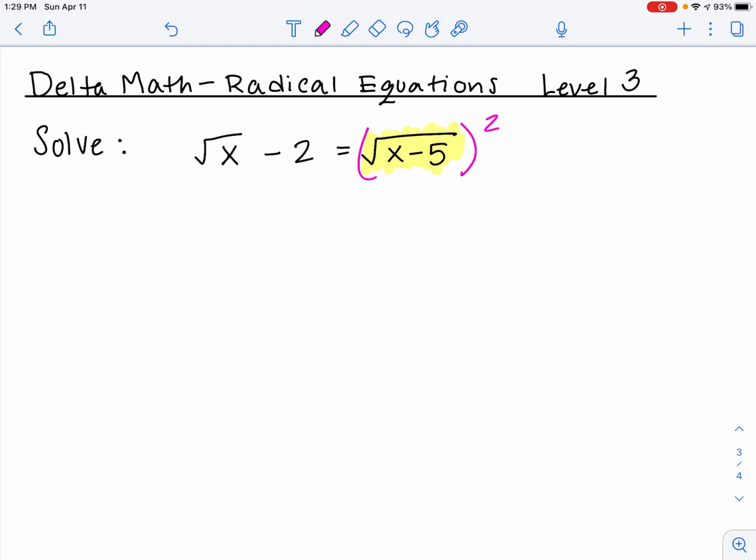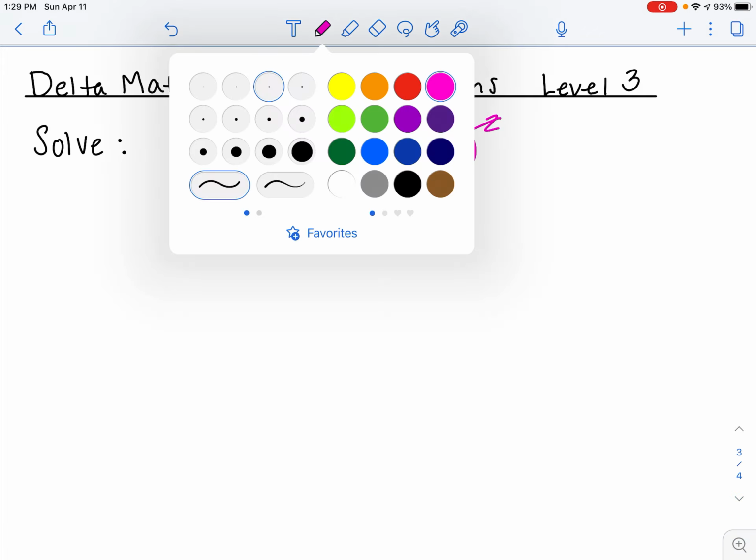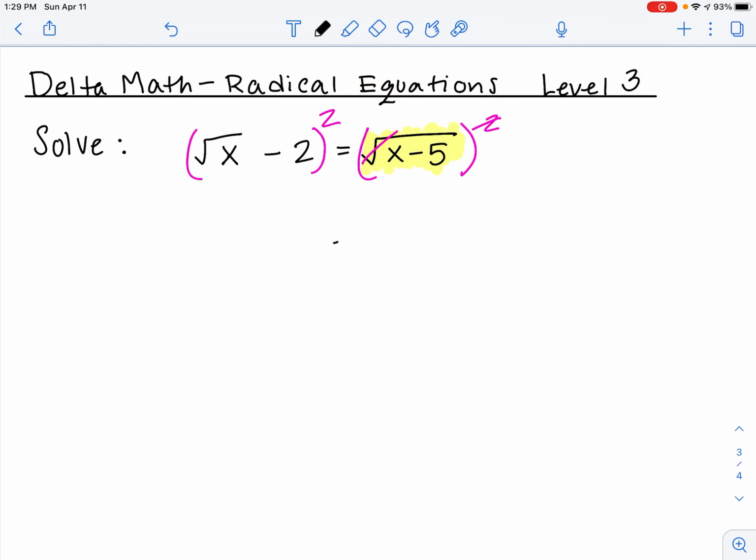to cancel out that one. Remember, a square root and a square cancel each other out. So we get x minus 5. And on the other side, since I have a binomial, I have a group, I have to write it out twice so I remember to properly multiply or FOIL these to get my right answer.